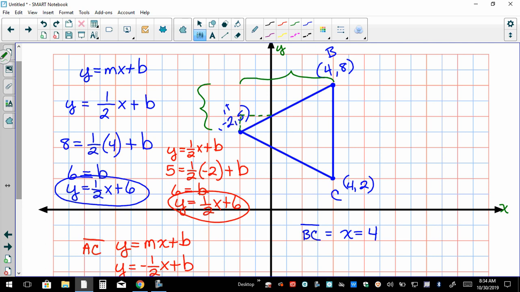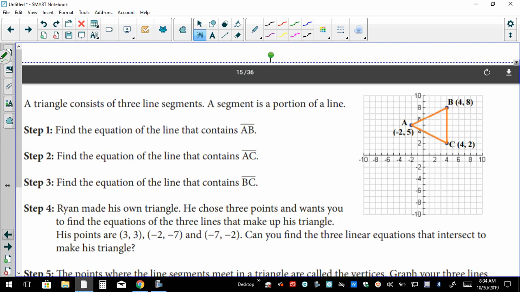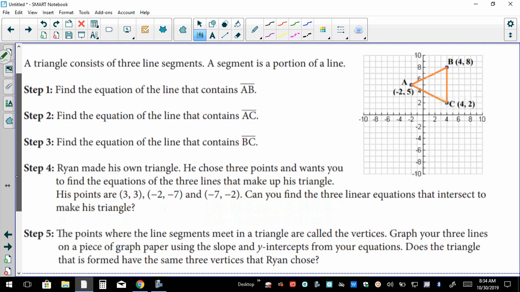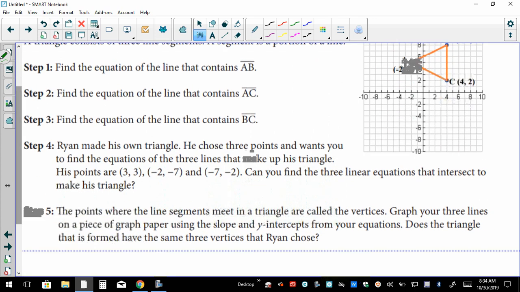Okay. All right. Let's go back here for a minute. So we found A, B, and C are step 1, 2, and 3. Ryan made his own triangle. Oh, you get to make a triangle. He chose 3 points and wants you to find the equations of the 3 lines that make up his triangle. His points are, write these down and graph this with a straight edge, because Cooper's getting really good at drawing lines with straight edges: 3, 3, -2, -7, and -7, 2, excuse me. Can you find the 3 linear equations that intersect to make his triangle?